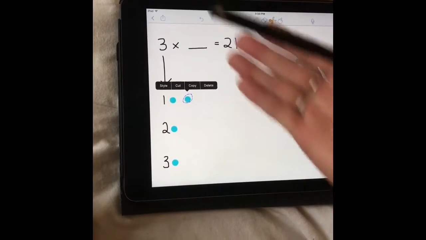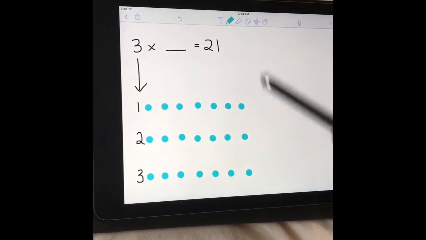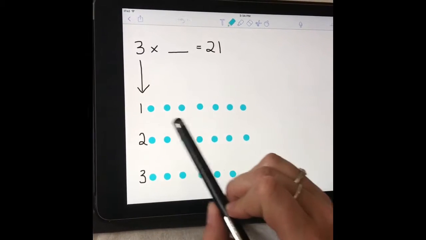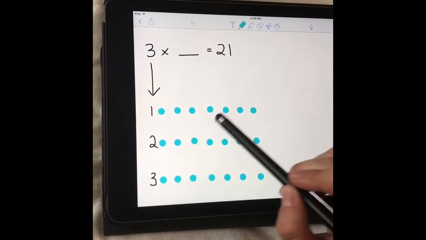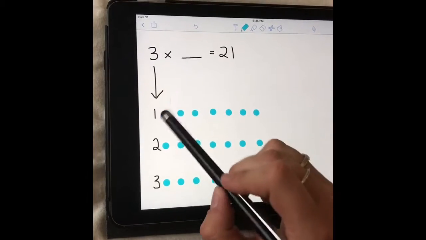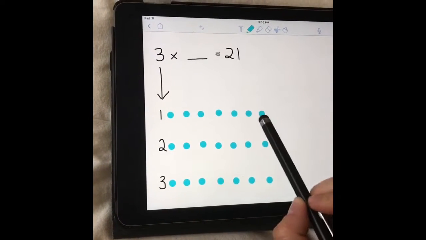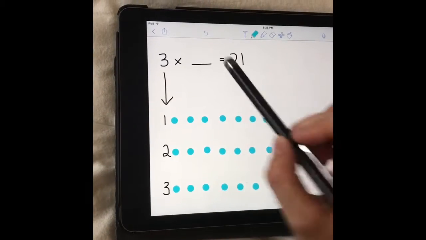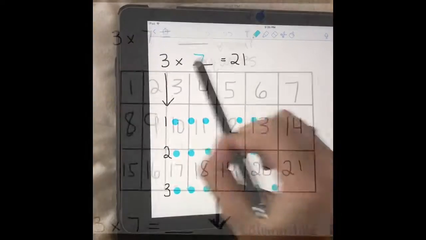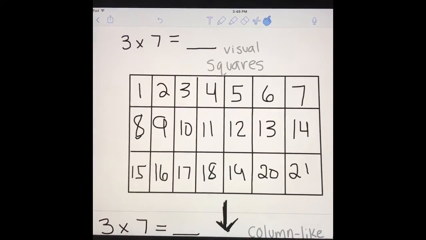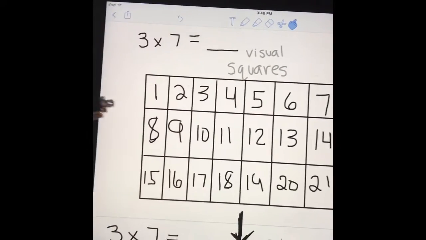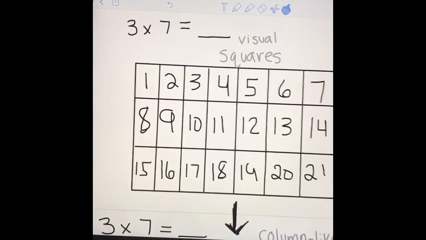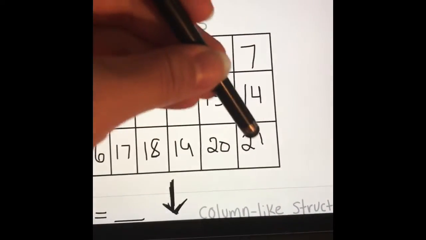And then they will find their answer. So once the students are done taking their pool of 21 and evenly distributing it into 3 rows, they're going to get 1, 2, 3, 4, 5, 6, 7. So 3 times 7, add it all together, equals 21. So that's your answer. So children get the foundation of multiplication by using the visual squares. So they write out 3 columns of 7, and they add it all together, which equals 21.